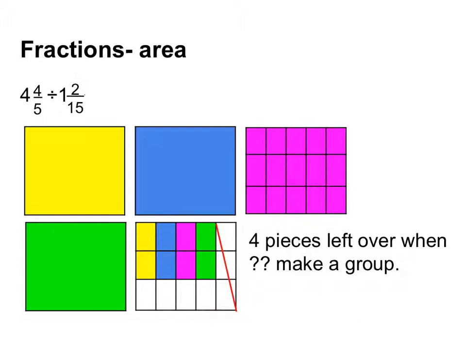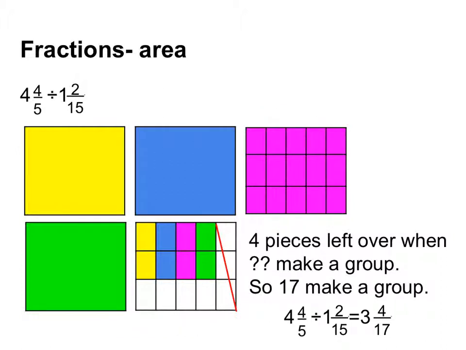So to do that, I'm just going to break them up into that size piece. I chose to do the purple, but you could do any color you want. So notice I took this whole purple box, and I broke it into 15ths because this box is broken into 15ths. So now I can see that I have 1, 2, 3, 4, 5, 6, 7, 8, 9, 10, 11, 12, 13, 14, 15, 16, 17. So 17 of those small boxes, or 17 15ths, make a group.